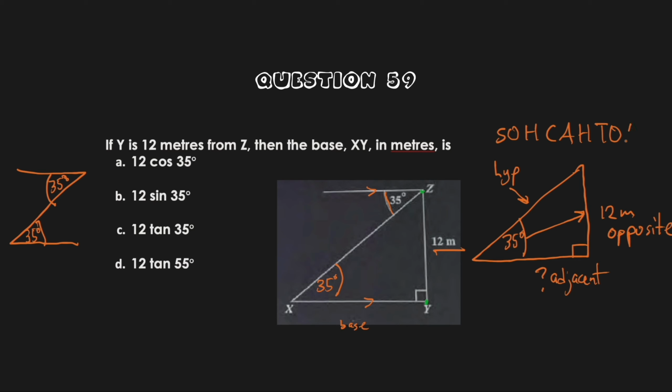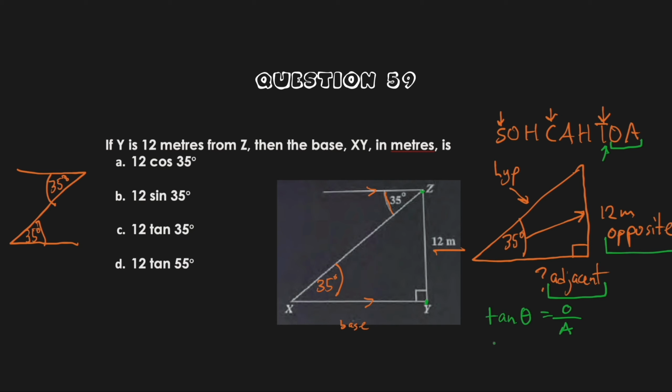So the question is whether we're going to be using sine, cosine, or tangent. Now, what do we have here? The opposite, and we're trying to find the adjacent. Now, if you look at this, SOH, CAH, TOA, the only one with opposite and adjacent is the one with the T, which is tan. So therefore we're saying that tan angle is equal to opposite over adjacent.